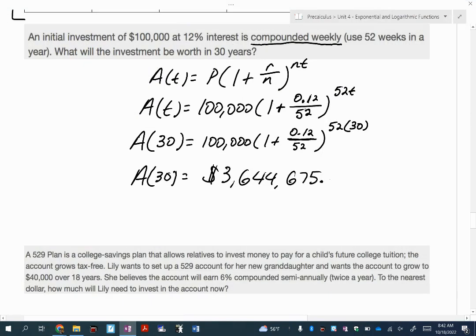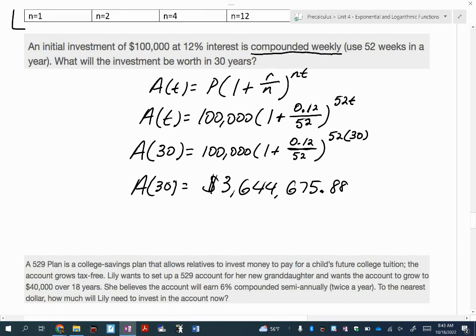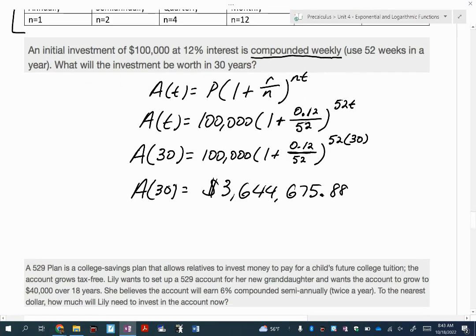$3,644,675.88. Right now, obviously, this is an extremely simplified problem. And again, as I mentioned, no one ever gets compounded weekly. That would be absolutely amazing. Usually, you get compounded monthly in a typical one. And also, we're talking about never touching your investment. With the volatility of the stock market, you're never going to get 12% interest, right?